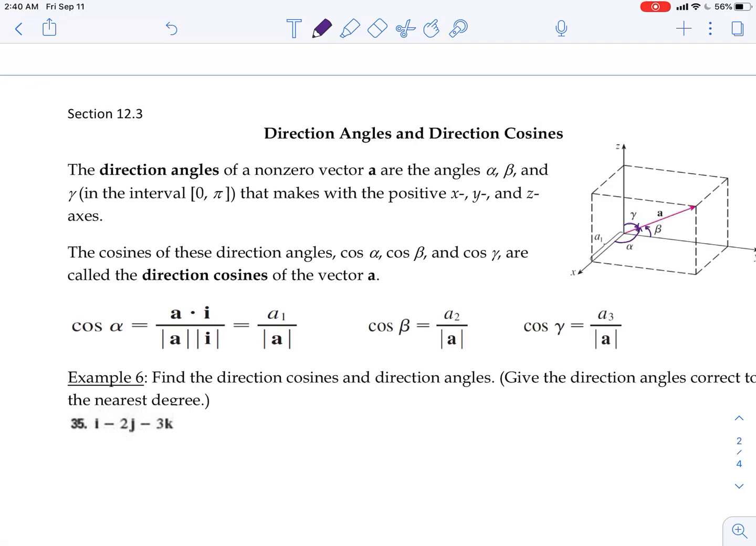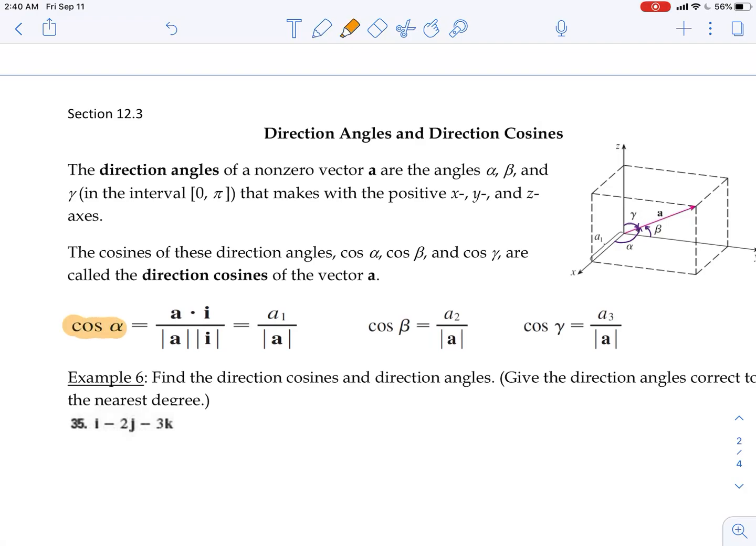All right, so the cosines of these direction angles, the direction cosines, are basically cosine alpha, cosine beta, cosine gamma. Those are known as the direction cosines.